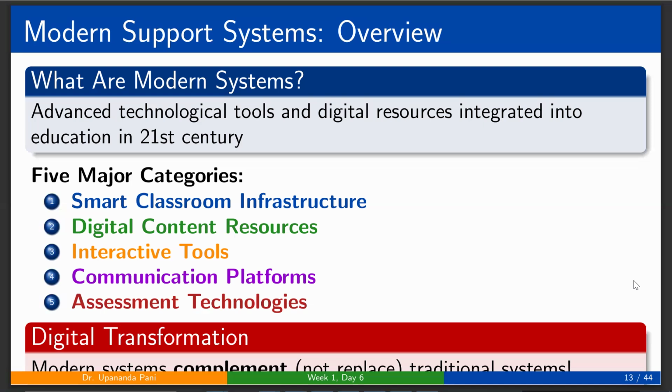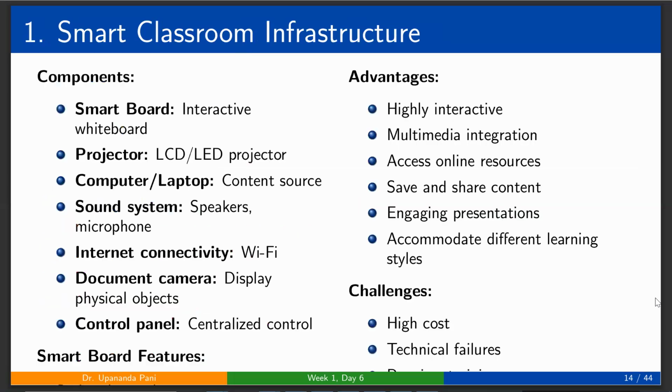Any top class institution like IITs, IIMs, you will see, they will be having all of this, right? So now, what is digital transformation? Modern systems complement, not replace, the traditional systems, right? So they help to grow. Now let's start to understand what is smart classroom infrastructure.